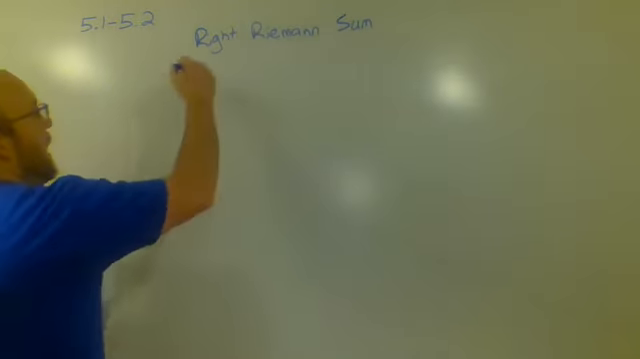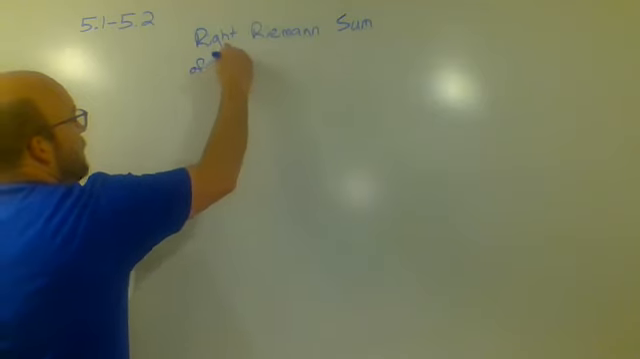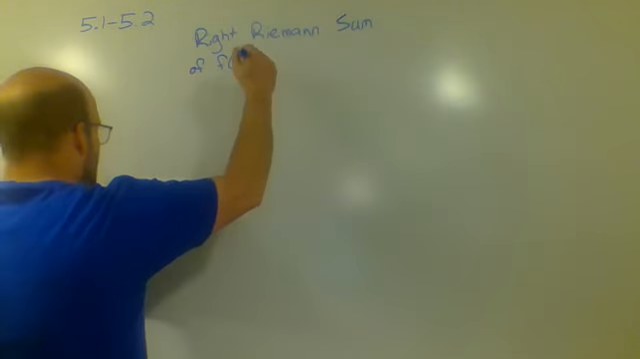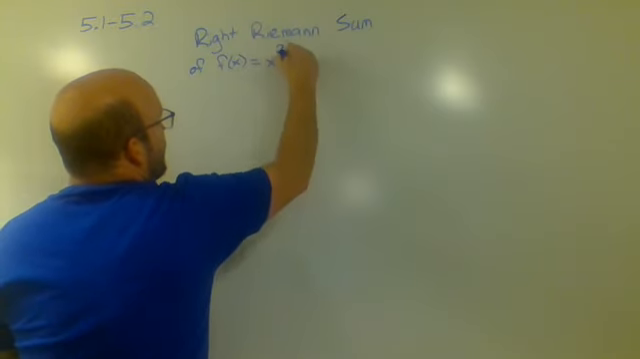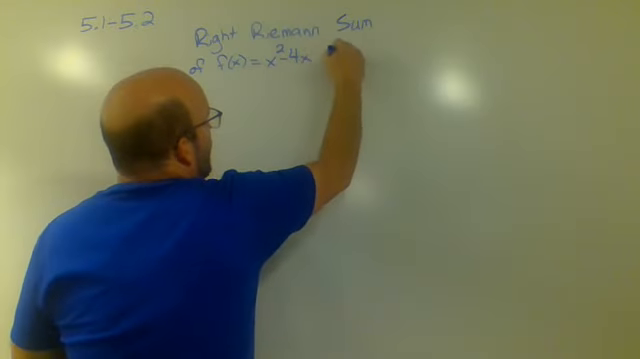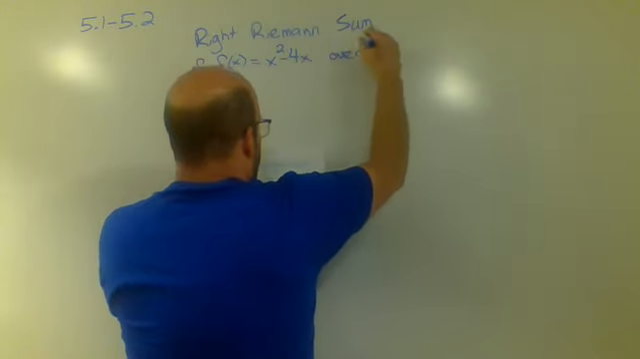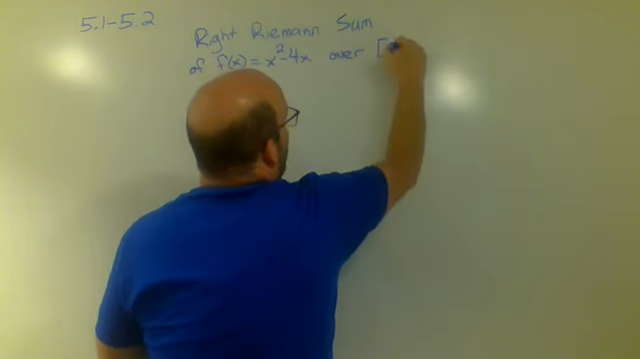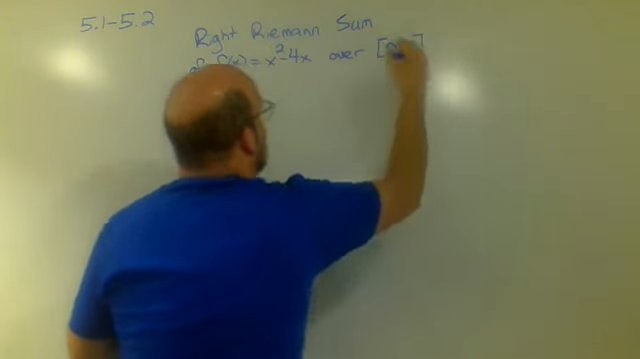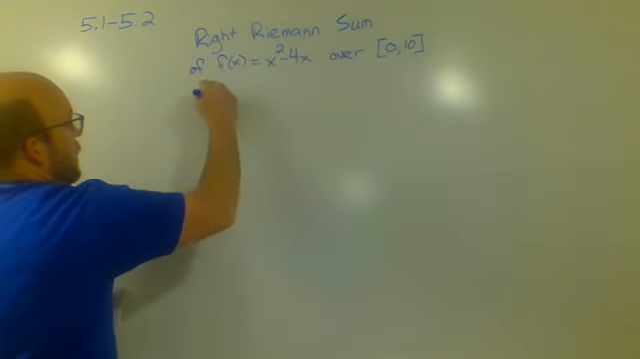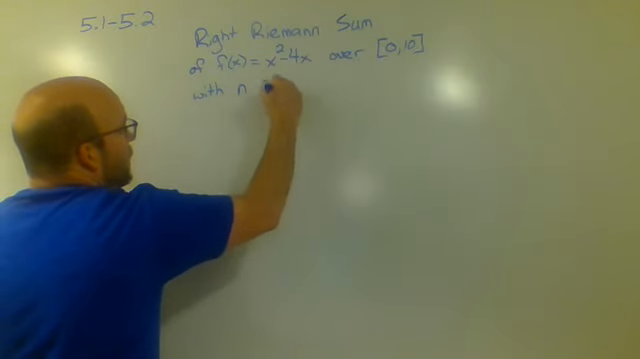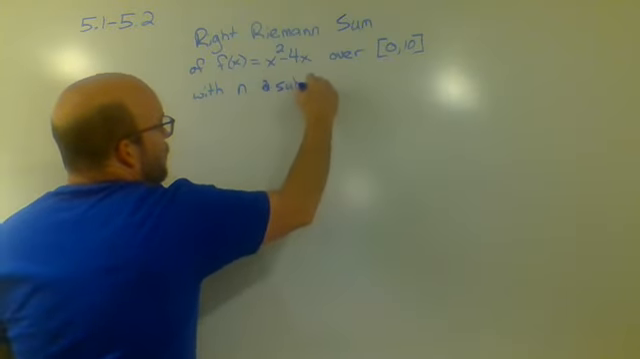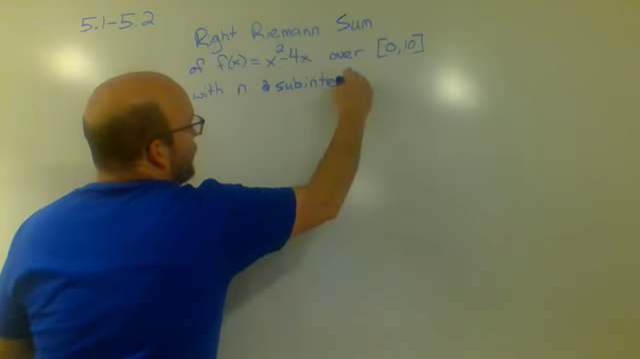But let's say we're looking at the right Riemann sum of f of x. Make it a little bit more complicated this time. We've got x squared minus 4x. Let's go over the interval from 0 to 10 with, as I said a second ago, not an actual number of subintervals, but just a variable number of subintervals.